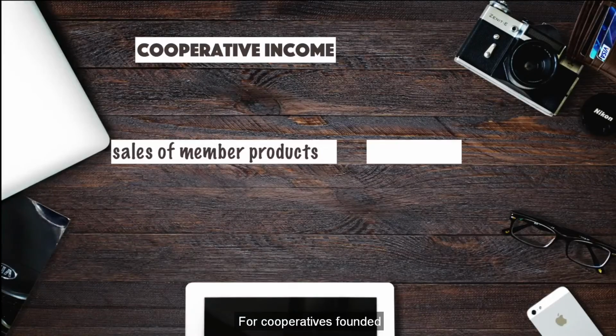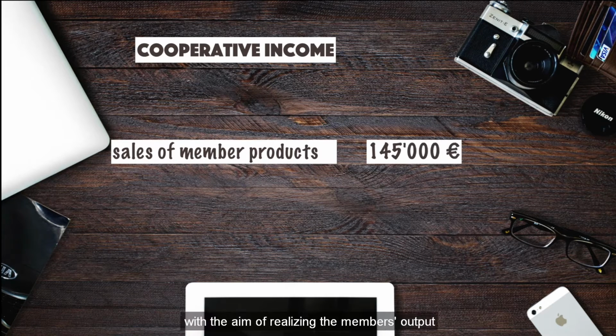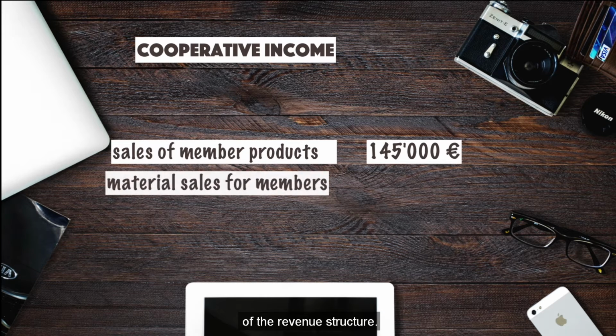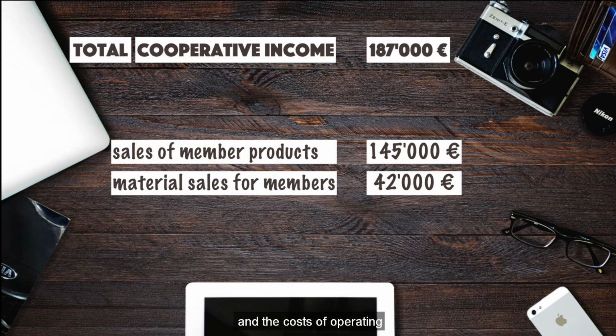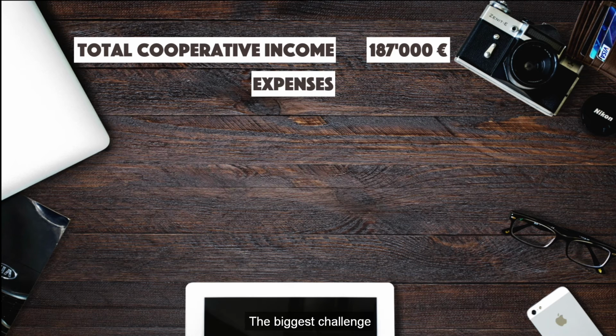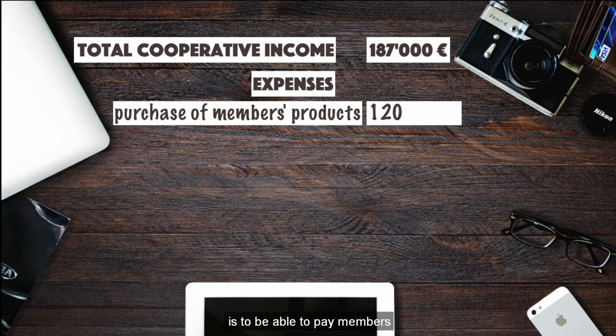For cooperatives founded with the aim of realizing the members' output with as much added value as possible, this position will constitute the largest proportion of the revenue structure. Revenue should cover both the cost of purchasing the product and the costs of operating and developing the cooperative. The biggest challenge is being able to pay members a reasonable price for the products that they deliver.